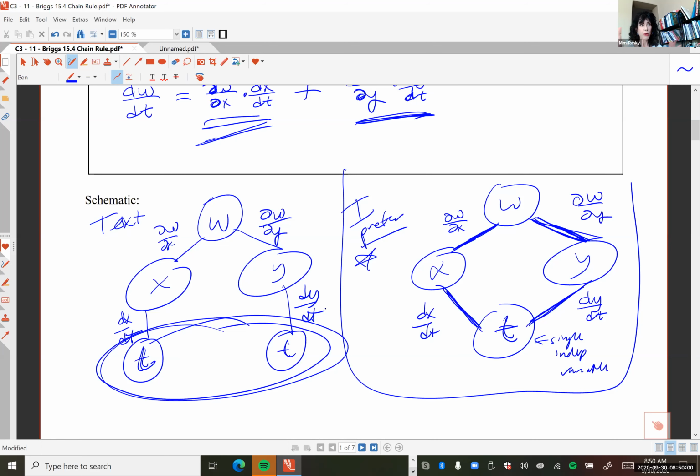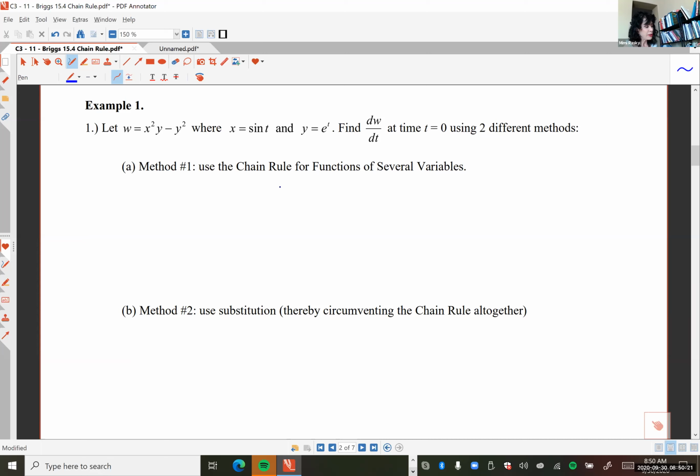Okay, I'm going to do some examples. I'm going to do this problem two ways: the chain rule way, and then the sleazy way where you try to circumvent not using the chain rule. And you can for these problems if you really want to, but there are ways of stopping you from circumventing.